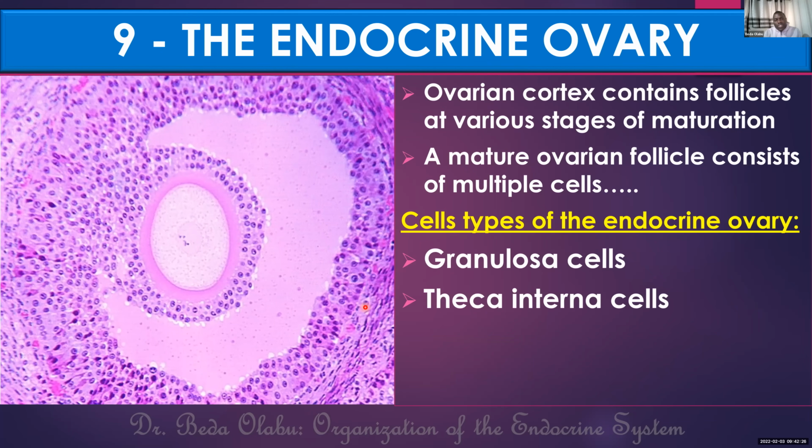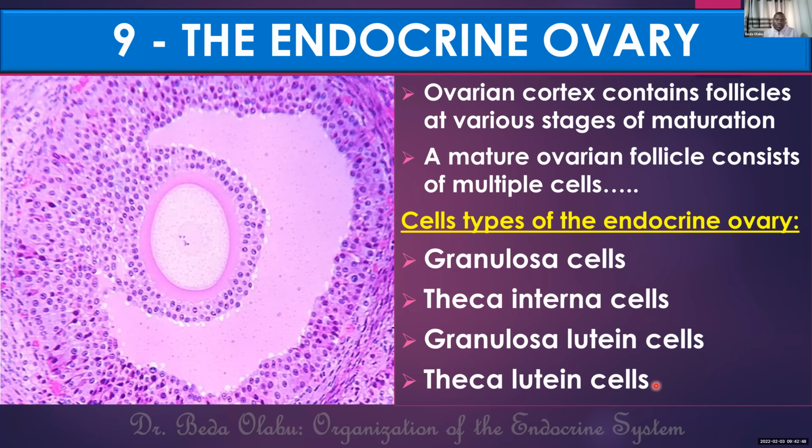After ovulation, which means this one has gone away, they're the same cells that remain, but they form part of the corpus luteum now. So we give them different names. The granulosa cells become granulosa lutein cells. Those are cells of the corpus luteum. Theca interna cells become theca lutein cells. These four cell types are the cell types of the endocrine ovary. They are responsible for production of estrogen and progesterone hormone. Right.